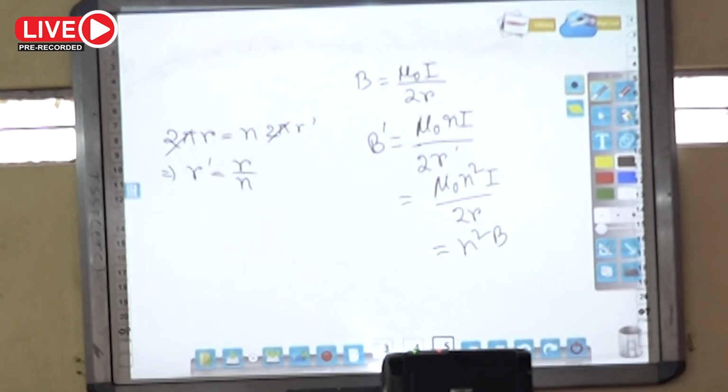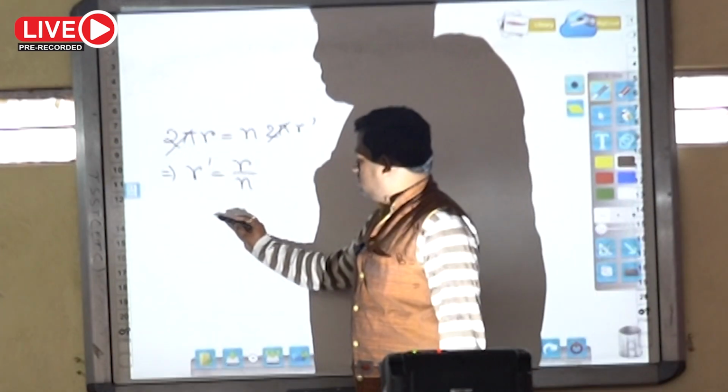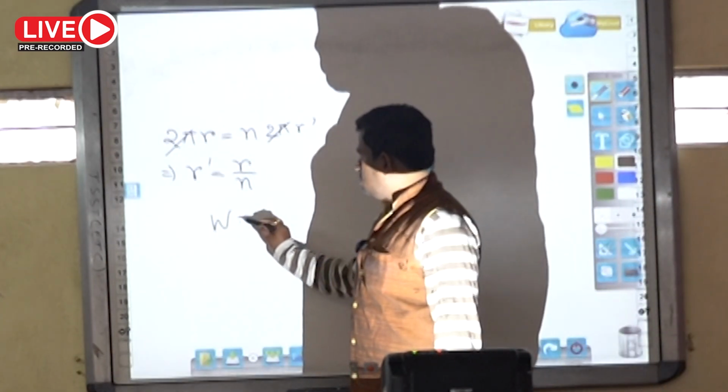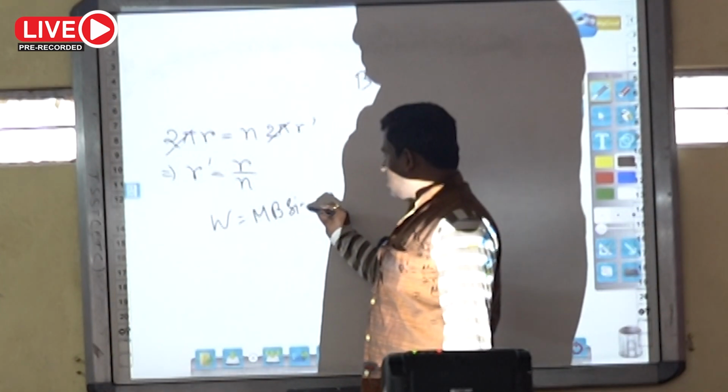Next one is also very easy. A bar magnet is hung by a thin cotton thread in a uniform horizontal magnetic field and is in equilibrium state. The energy required to rotate by 60 degree is W. Now the torque required. See, you can write the two formulas, that is W equal to mB sin theta.